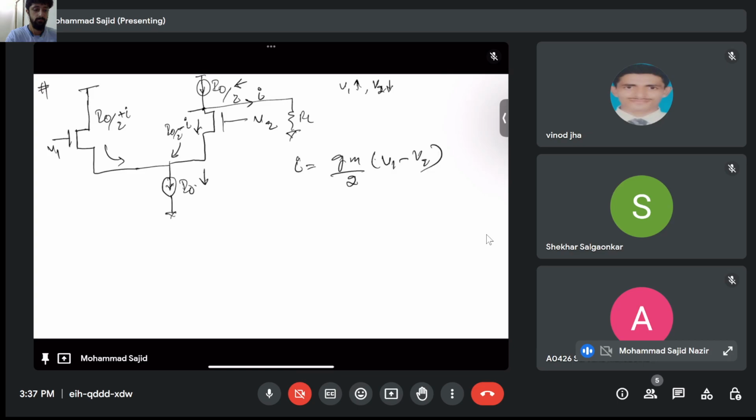Now see here there is Gm by 2. Now if we want to increase this, what is the next circuit we can draw? The next circuit that comes to our mind is we use 2 more transistors connected in this way.